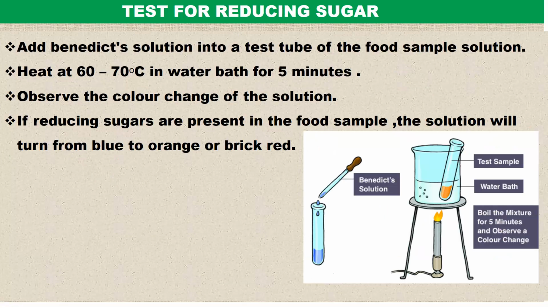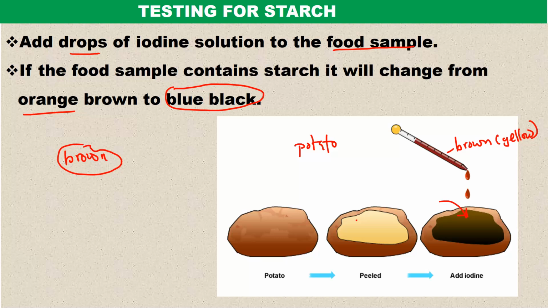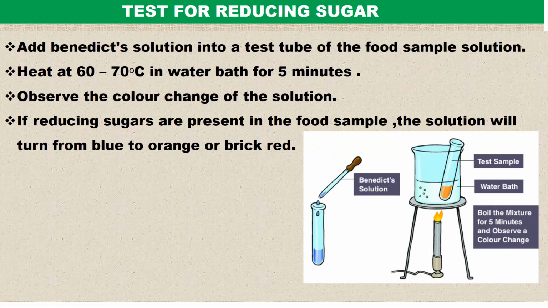Let us look at testing for reducing sugars. What do you do for testing for reducing sugars? Please, on the first one, what you should pick here is the reagent that is used to test for starch, which is iodine solution. So the iodine test is carried out to find out whether starch is present. And of course, the positive result shows blue-black. Very important. Then when you talk of reducing sugars, the reagent is Benedict's solution.